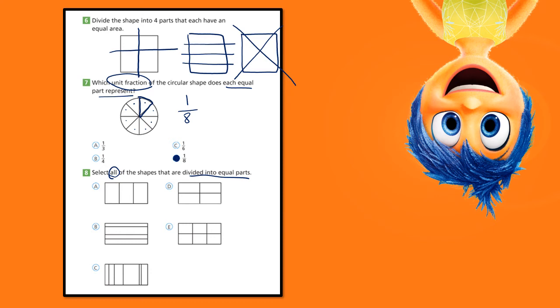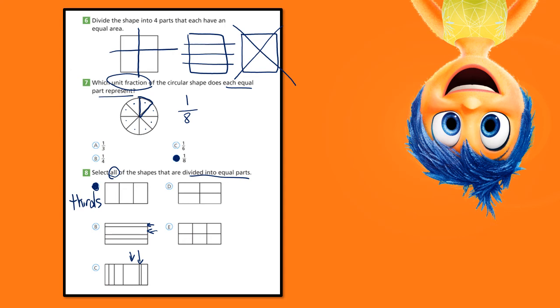Do you think that A is divided into equal parts? I agree. A is divided into equal parts. It's divided into thirds. And each of those parts would represent 1/3. Let's look at B. I don't think B is divided into equal parts because this part right here is a lot smaller than this part right here. I also don't think that C is divided into equal parts because this part is a lot bigger than this part.